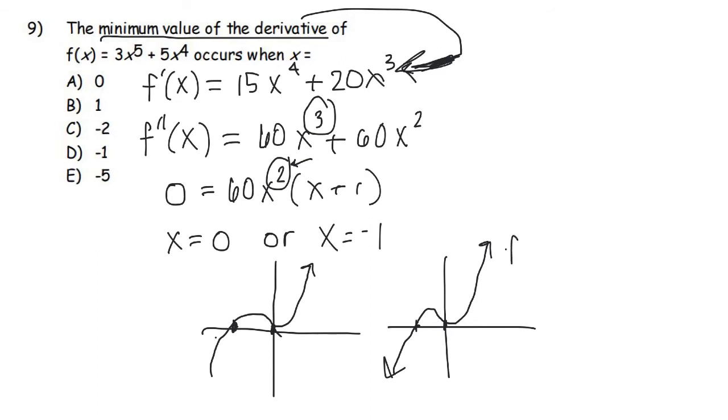That's my second derivative graph. And so if I want to know a minimum value, well, the minimum value for the derivative, we're still looking for the minimum value, is going to occur when my derivative goes from a negative to a positive, which is still going to be right here at -1. So my answer is D.